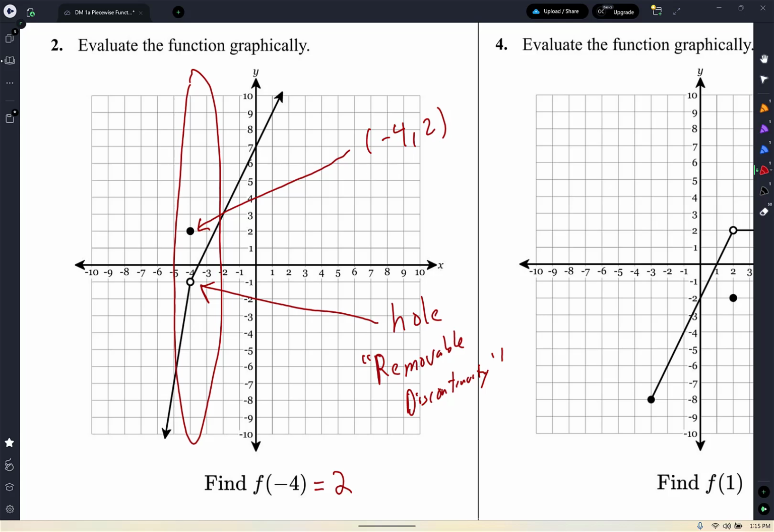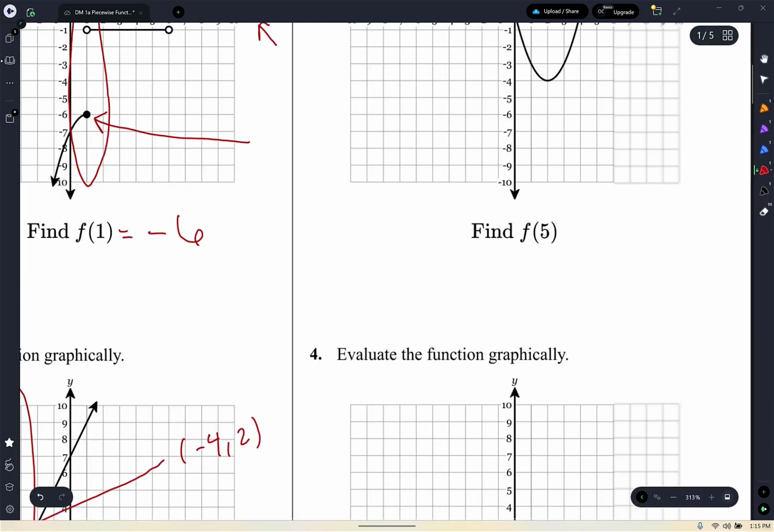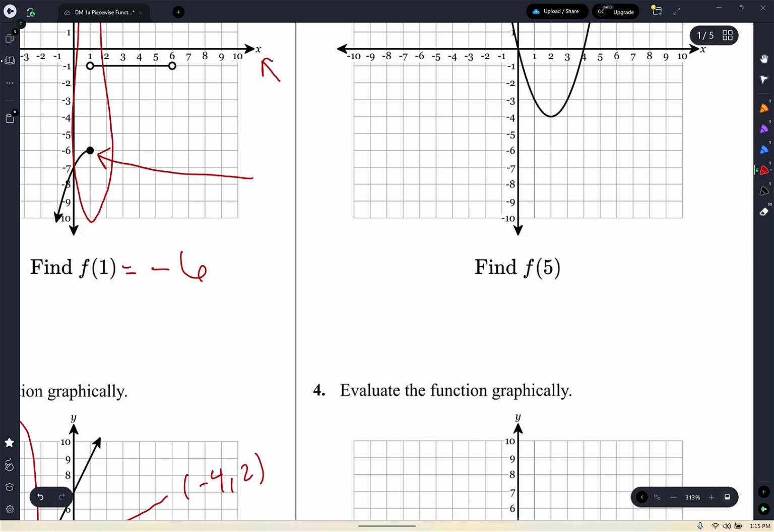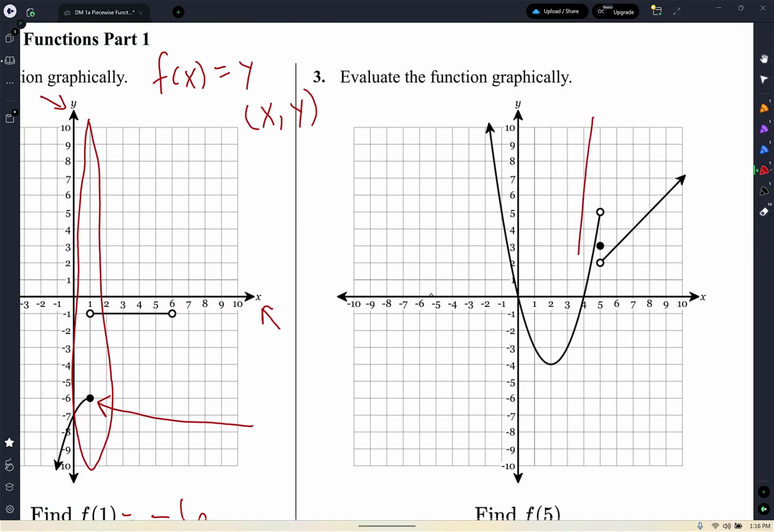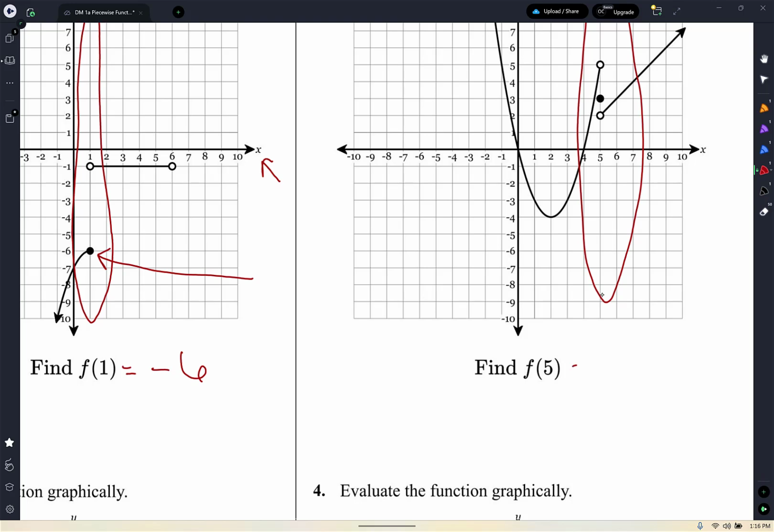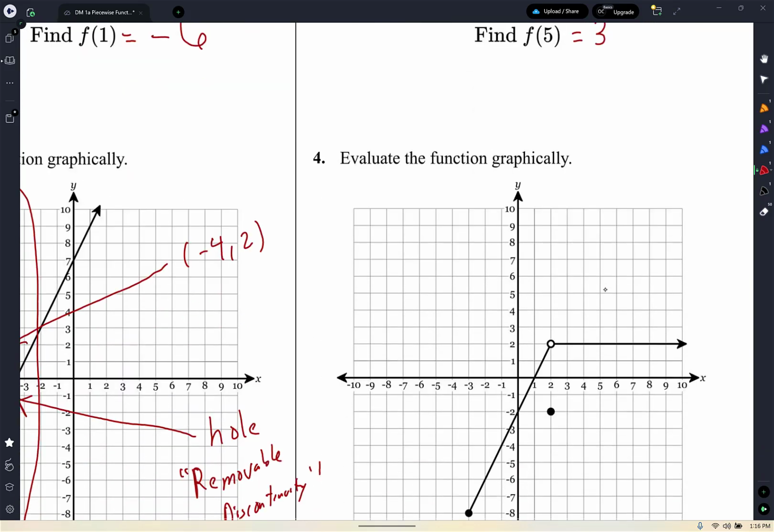And that's it. Let's jump to number 3. It says f of 5. So I look at x equals 5, and I see that I have a point at what y value? 3. So f of 5 is simply 3. Have I confused anyone so far? Okay, good. Let's go to number 4.